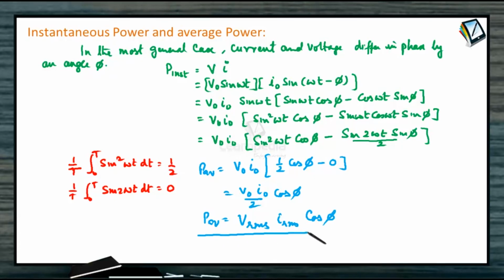This will be the average power for any electrical circuit, where phi is the phase angle. Cos phi is called the power factor.